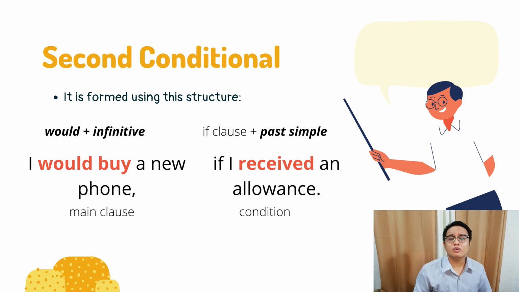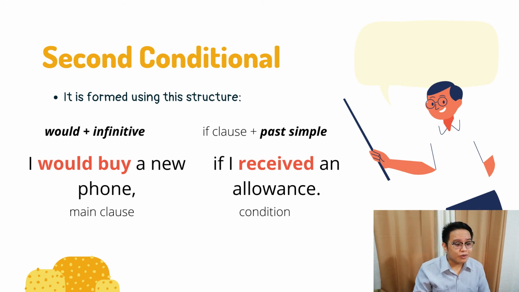So the main clause will be I would buy a new phone. Okay? I would buy a new phone. That's our main clause. But our condition is if I received an allowance. If I received an allowance, I would buy a cellphone.